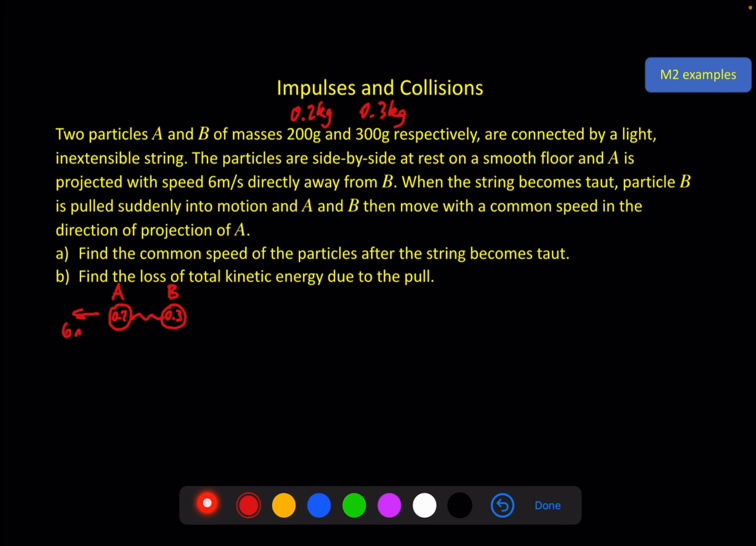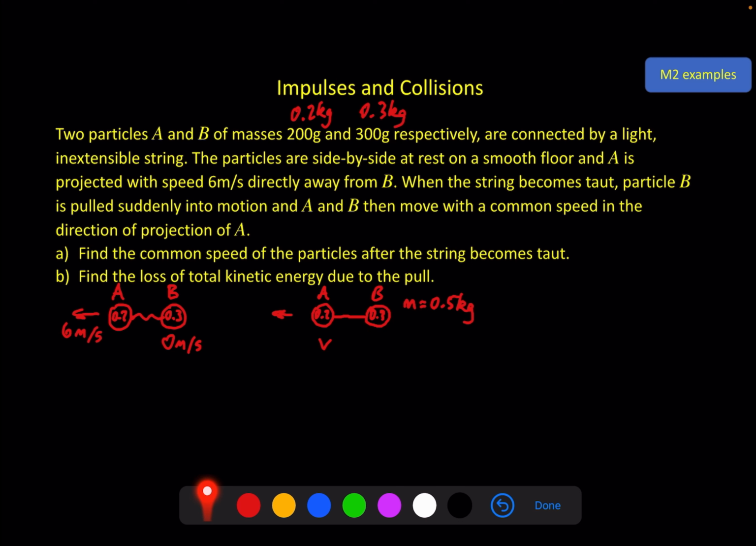When the string becomes taut, so it's now taut or tight, particle B, of course, is pulled into motion with A, and A and B together move with a common speed in the direction of the projection of A. So they're going this way, they're moving together, and they have one common speed because they're connected by a taut, inextensible string. This is 0.2, this is 0.3, but effectively they now have a combined system mass of 0.5 kilograms. This is similar to two particles coalescing on impact. They're separate initially, and then here they're moving together. We can consider them a single particle.